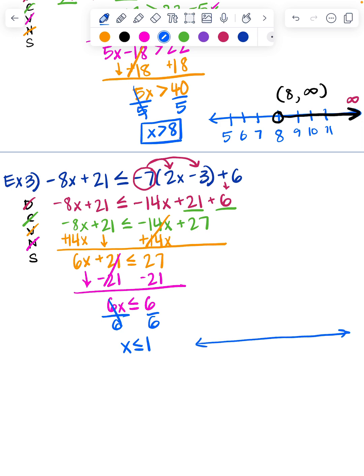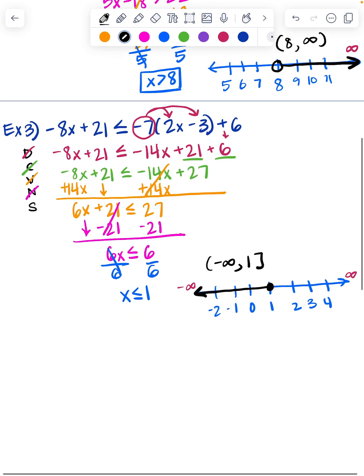So I'm going to draw my number line, put 1 there. And remember that negative infinity and infinity are on the number line as well. Now this time I have a less than or equal to sign. So we'll have a closed circle on my number line with an arrow going toward negative infinity. Interval notation will be negative infinity 1 with a bracket. Remember that infinity always has a parentheses, even if you see the closed circle on that number line.